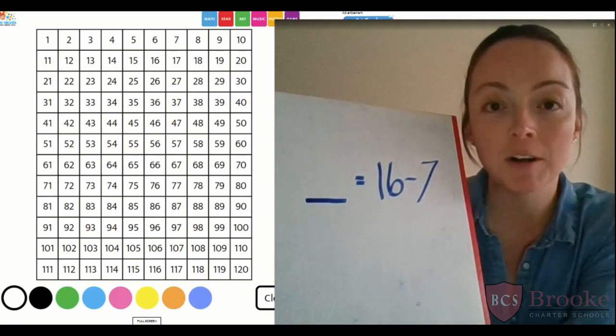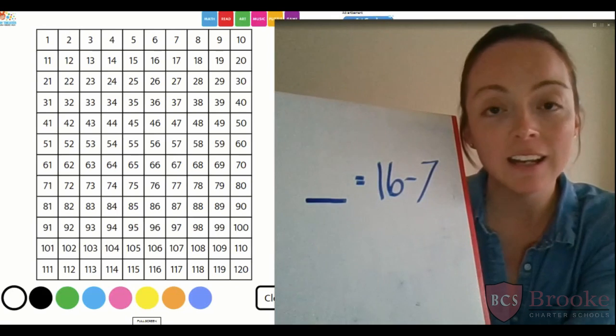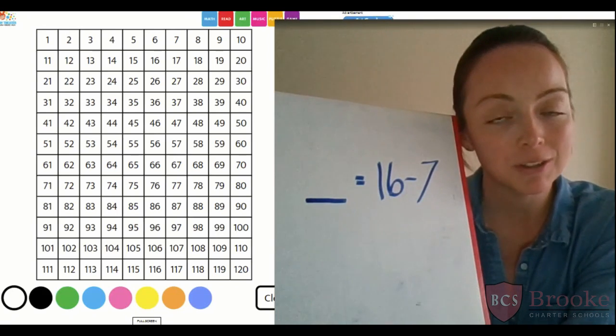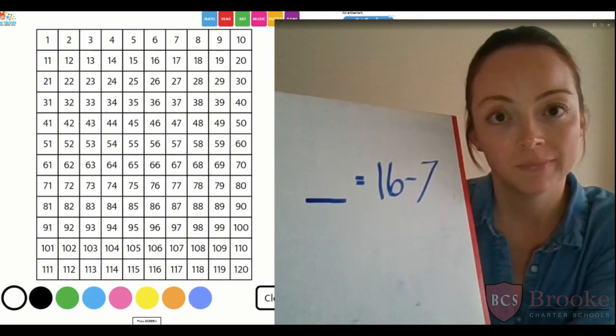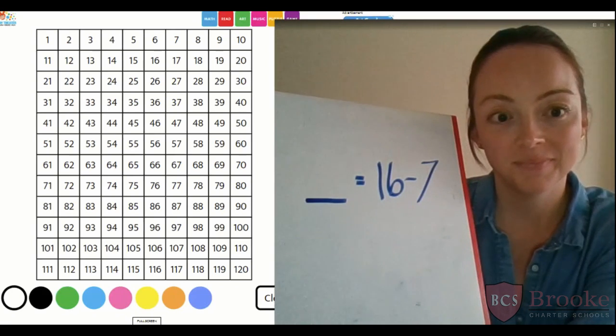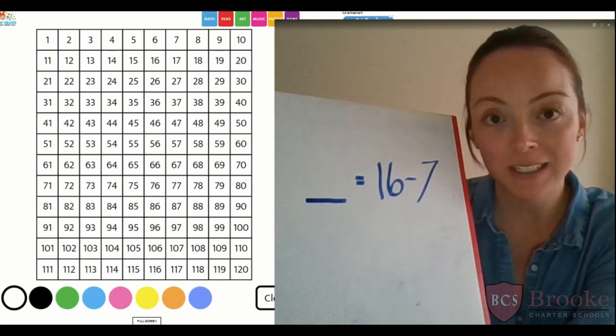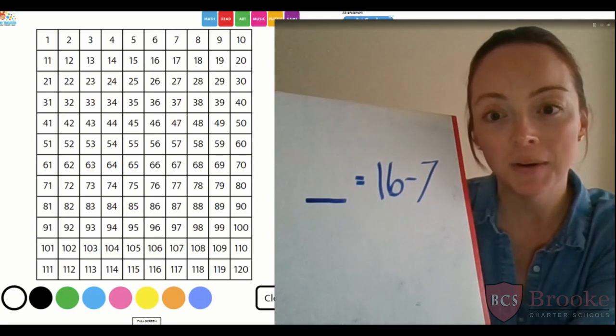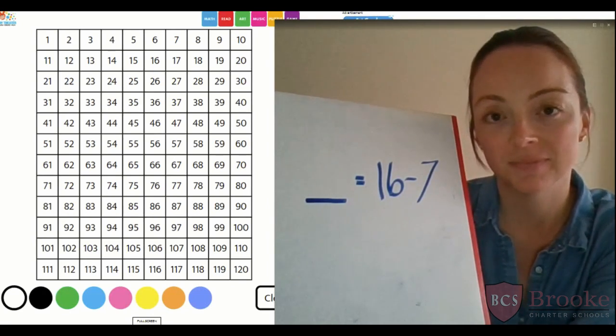Go grab a piece of paper and a pencil if you don't have it already. And if not, you can try to solve in your head using a strategy. Make sure you're labeling your parts and totals as you work. Figure out what's missing.